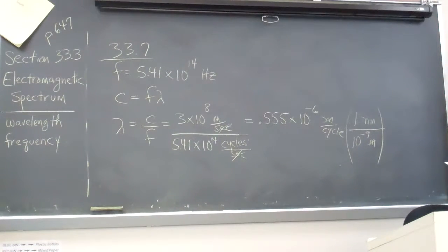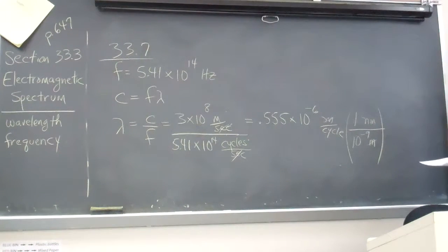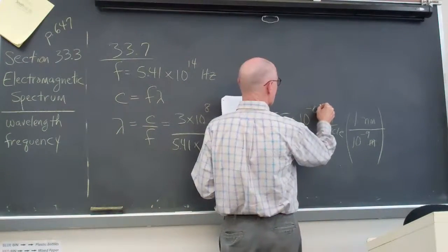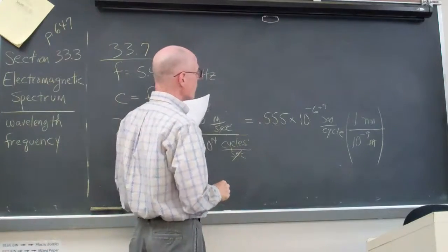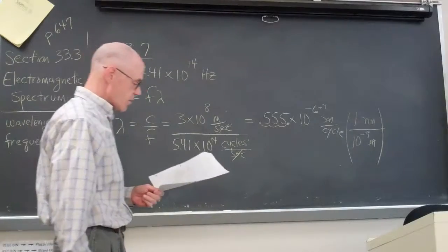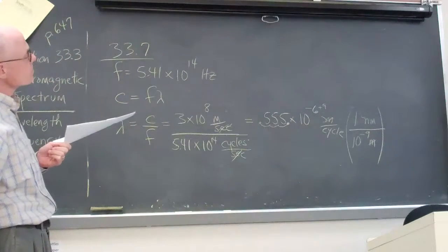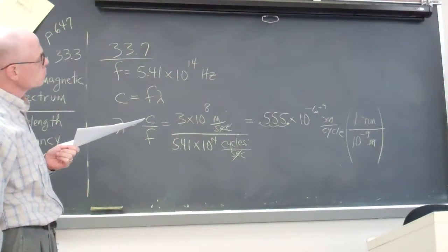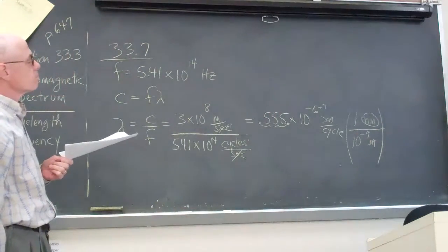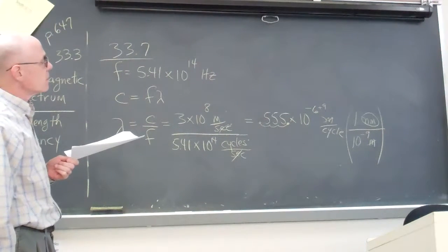So now the last thing you need to do is take the 10 to the minus 9, flip it up into the numerator, and then you're left with 10 to the minus 6 plus 9, which is 10 to the third, which means now you're just moving the decimal place over 3. So that's why the answer ends up being 555 nanometers. And remember, the units are still nanometers. I'm sure there are lots of other ways to do that.